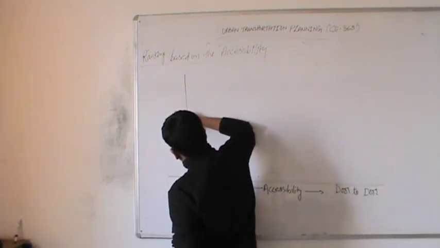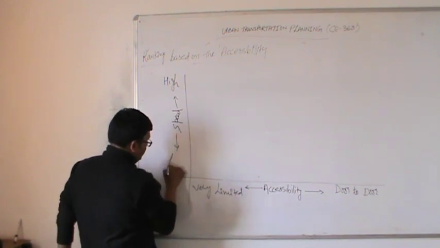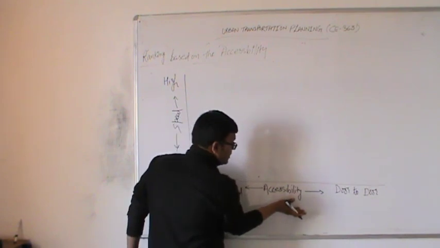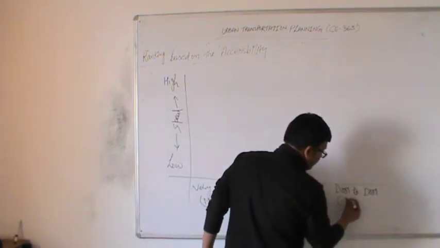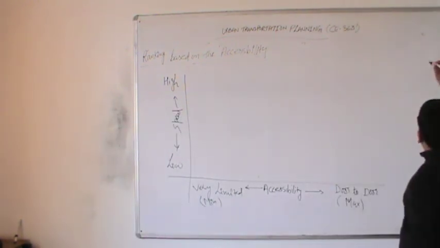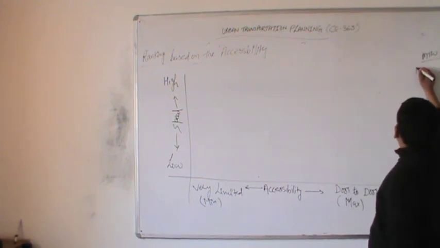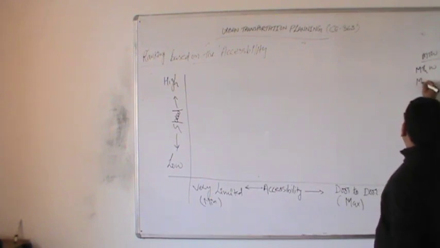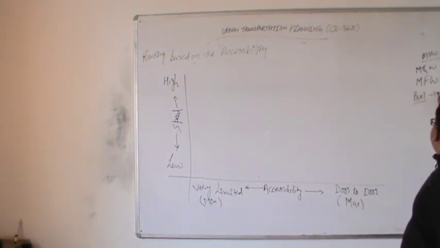So here we will take the speed. This side is the high, and this side is the low. As we have taken accessibility as the parameter, on this side it is very limited, meaning minimum, while on this side we are taking door to door, meaning accessibility is maximum. We have taken the speed as a common parameter, and we are starting. We will use some terminologies: MTW for motorized two-wheeler, MTHW for motorized three-wheeler, MFW for motorized four-wheeler, PR for personal, and SS for shared. These are the abbreviations we will use.